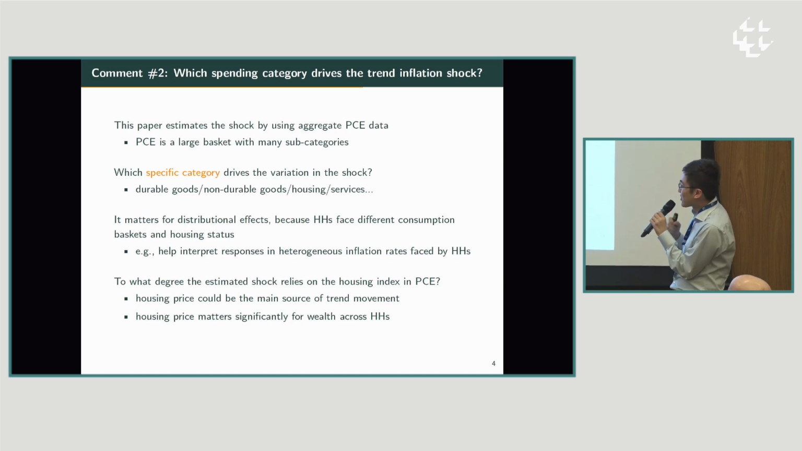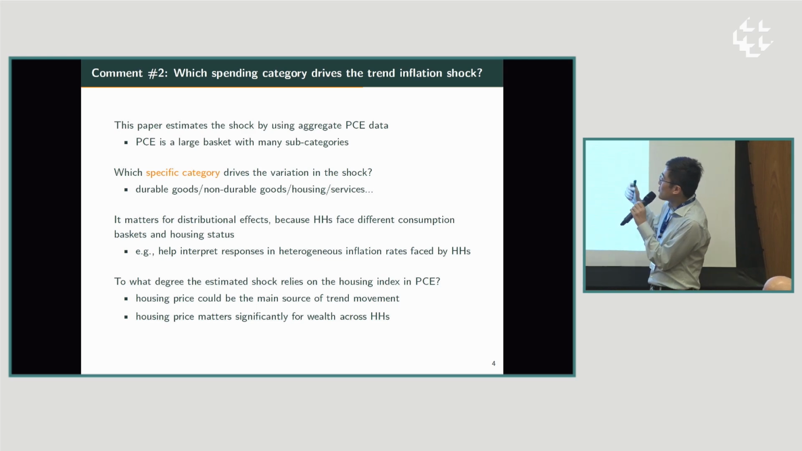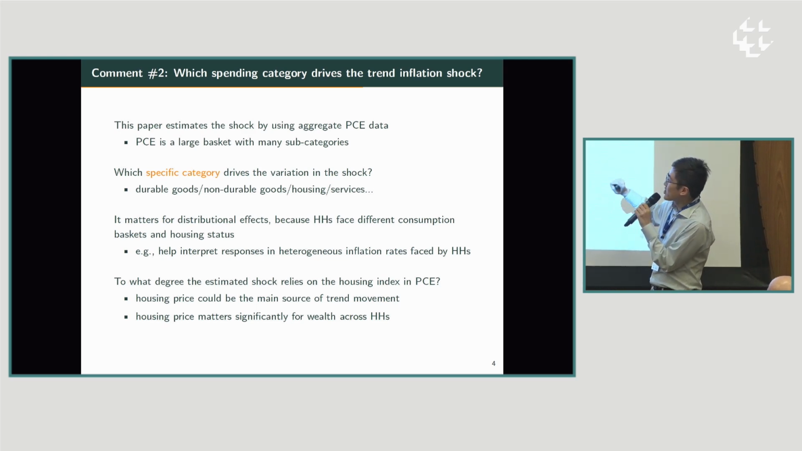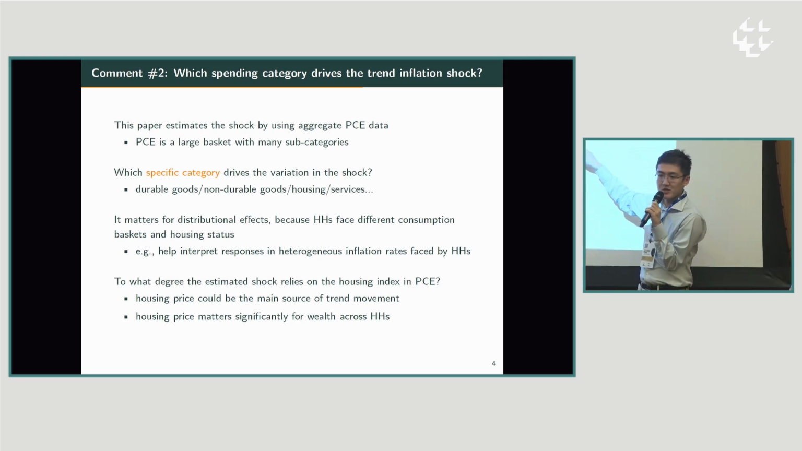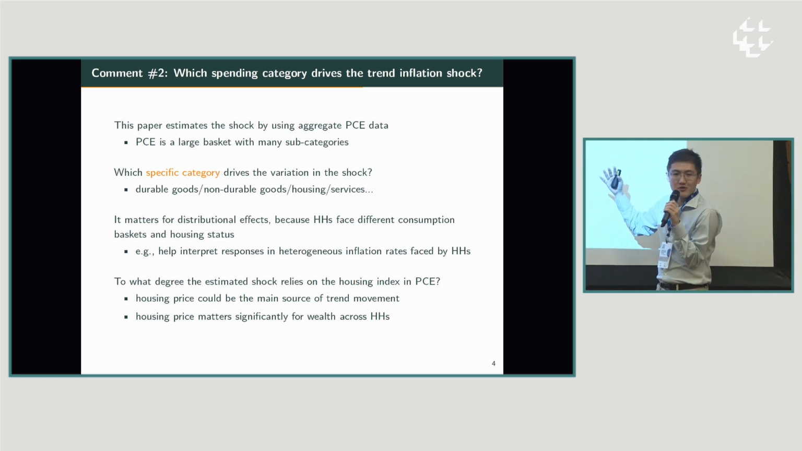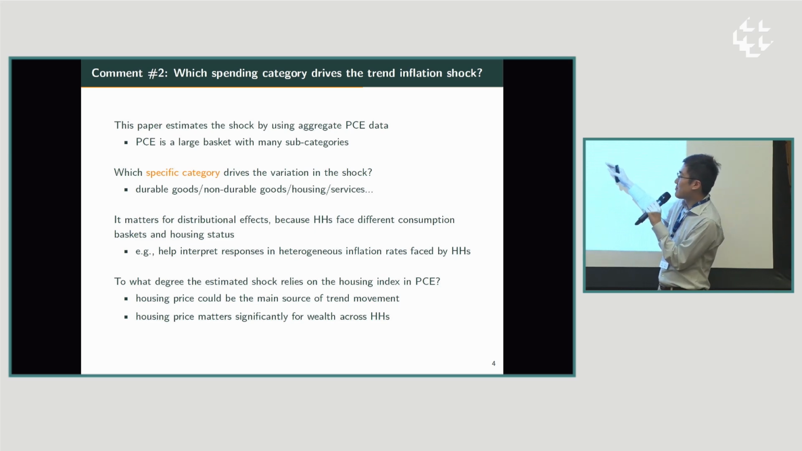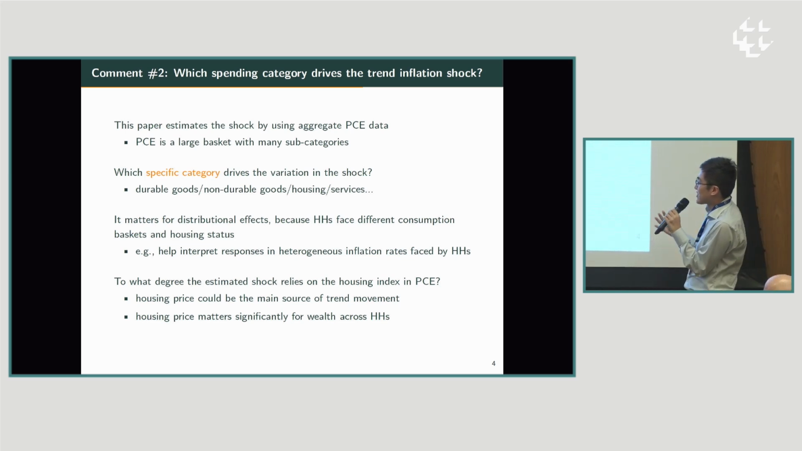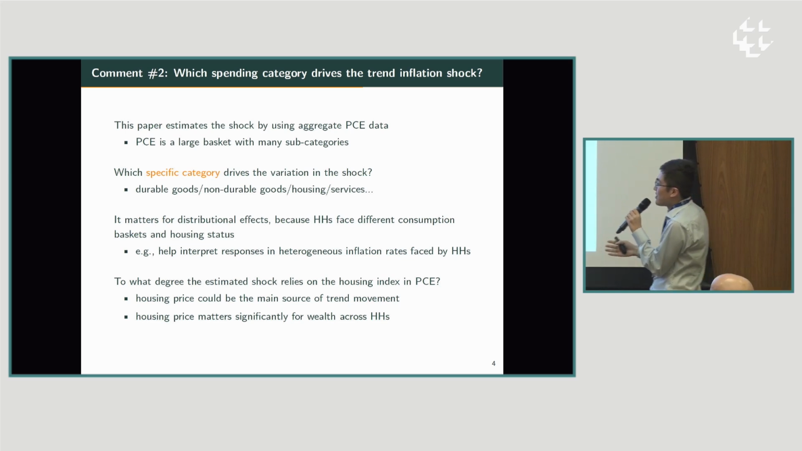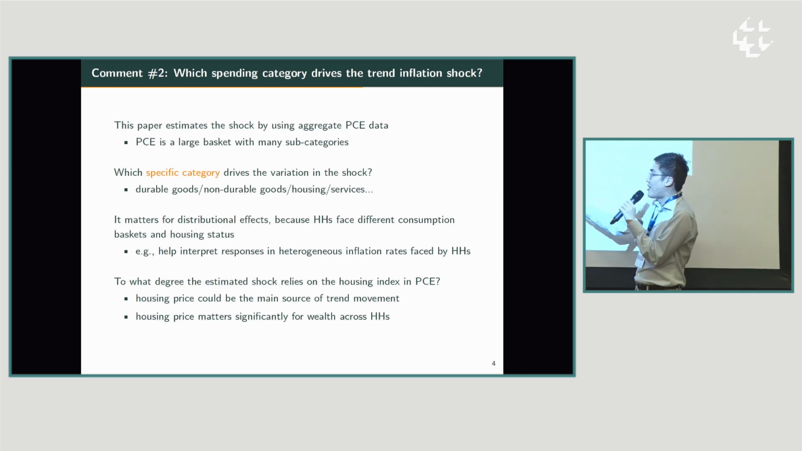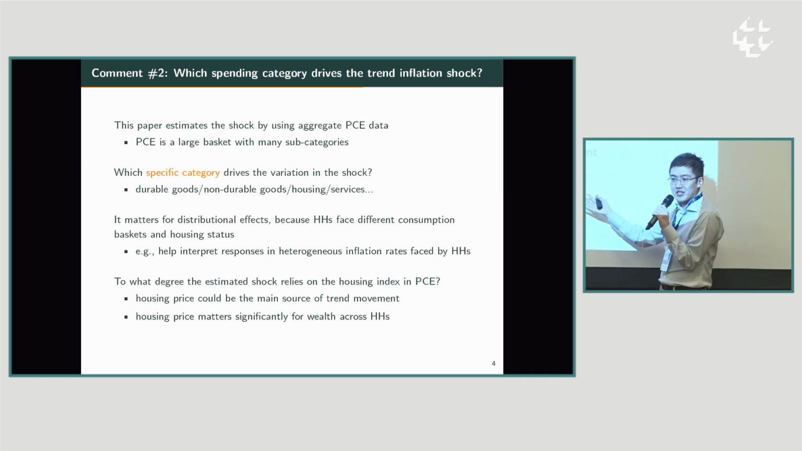To me, one particularly interesting thing is to what extent this trend inflation shock reflects the housing index in the PCE basket. Because housing, to me, you can regard as sort of an asset. And we typically know that asset prices could be more like a trend component, so in that sense, housing price could be the main source of this trend movement in inflation. And then we know housing price changes matter significantly for the heterogeneity across households through the wealth channel.